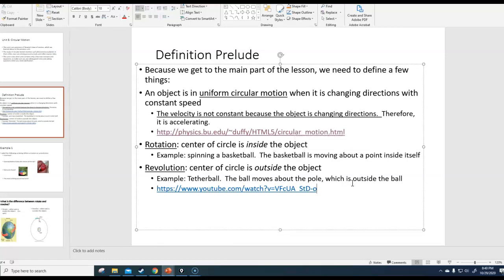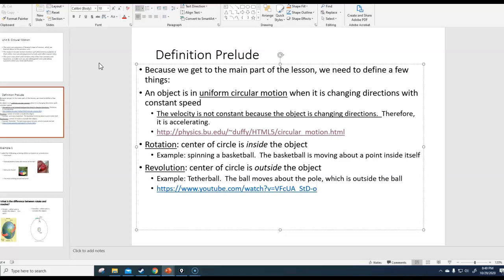What I want to talk about in this video is the difference between a rotation and a revolution. And so they both involve objects moving in some type of circular motion, but there's a key difference between the two. Okay, so here's the difference. It all has to do with where the center of the circle is relative to the object that you're talking about. Okay, a rotation is a situation where you have the center of the circle inside the object itself.